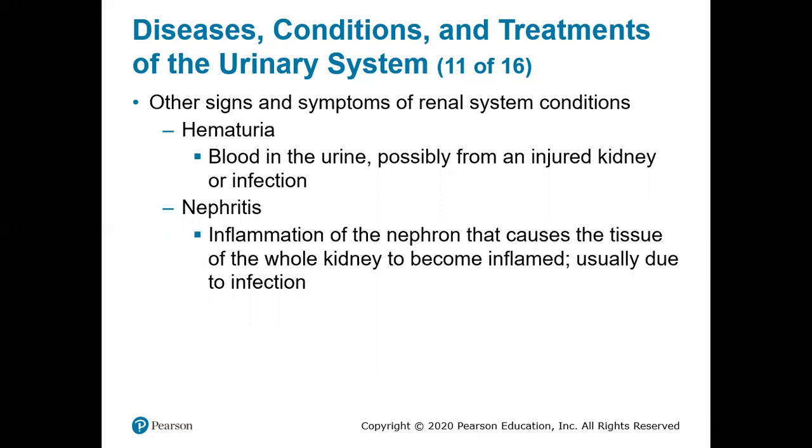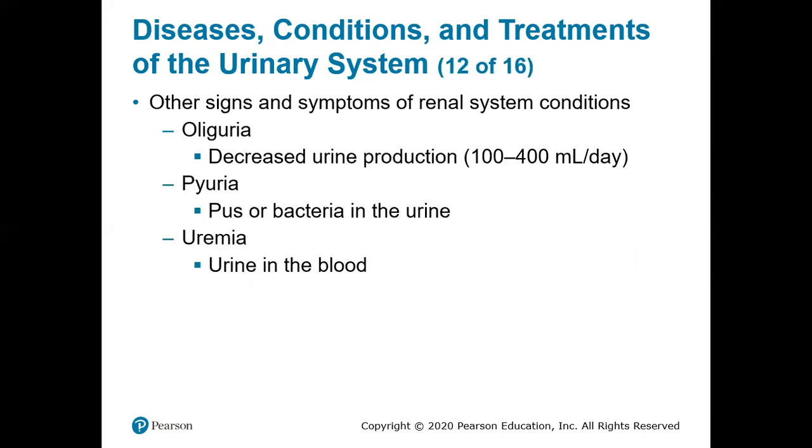Nephritis is inflammation of the nephron that causes the tissue of the whole kidney to become inflamed, usually due to infection. Oliguria is decreased urine production, only 100 to 400 mLs per day. Pyuria is pus or bacteria in the urine, and uremia is urine in the blood.